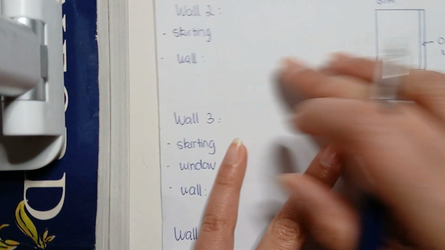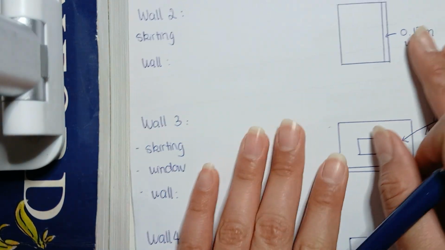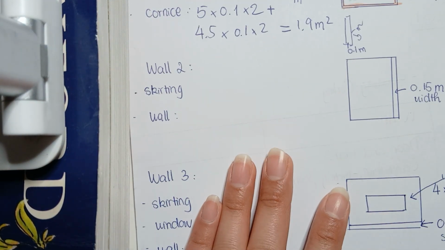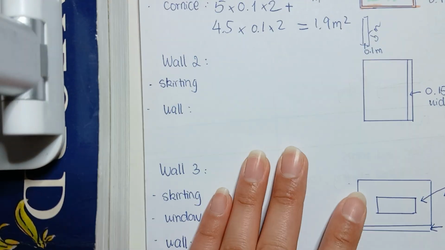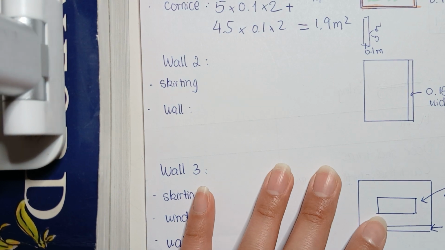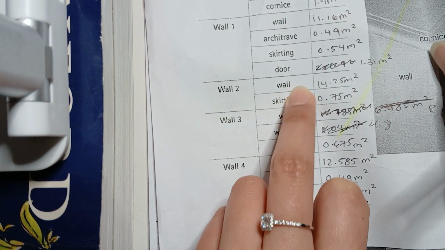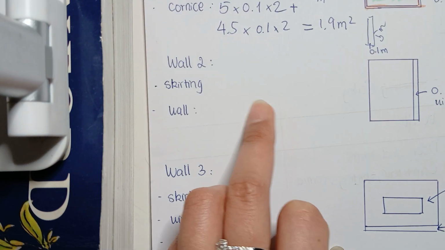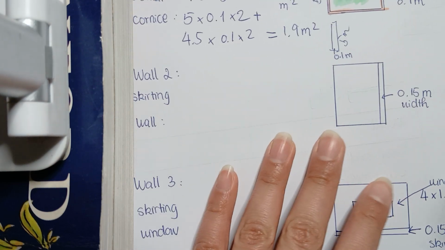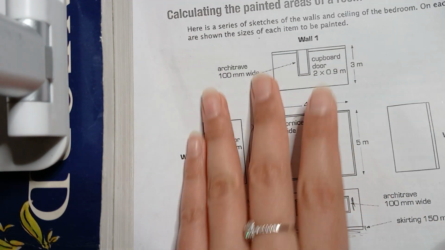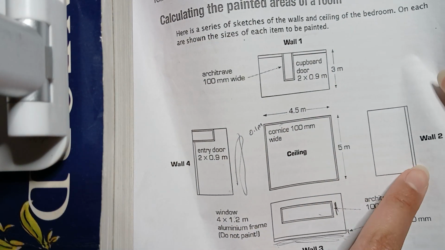All right, wall 2. Look at this area. So what would I do? First thing first, I write down wall 2. I write down how many parts I have to work on. In order to know, you look at the table. So I need to work on the wall and the skirting. The reason why I choose wall 2 is because it's the easiest one. Out of all, I choose the easiest one to do first, wall 2.